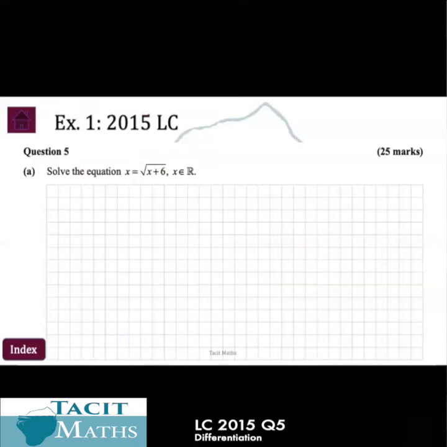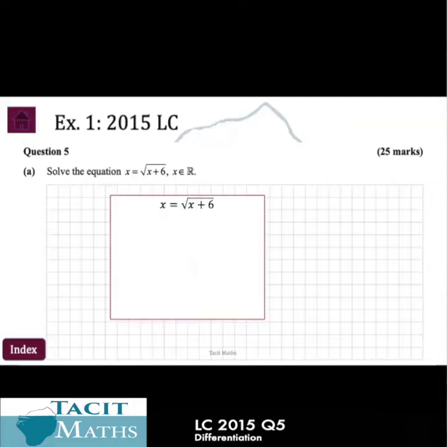Now, the whole question is a differentiation question, but part A starts with just simple solving of an equation, right? There's no differentiation involved here, and it's a surd equation. Now, these equations don't come up that often, but most people will know that to deal with the surd here, you simply square both sides, and that gets rid of the square root.